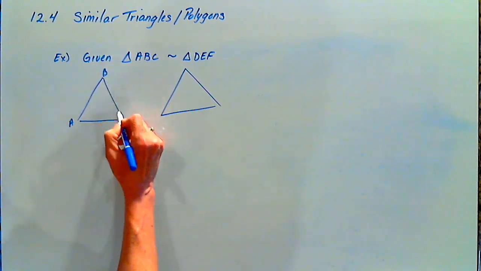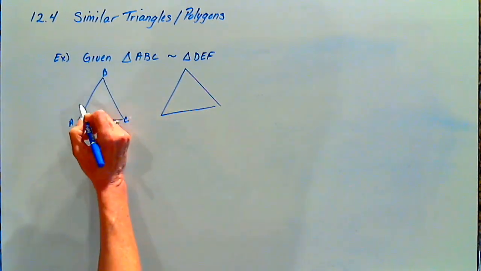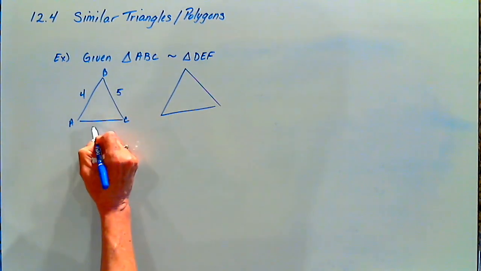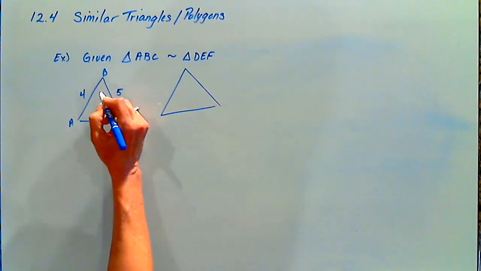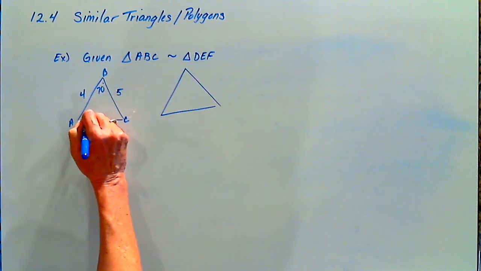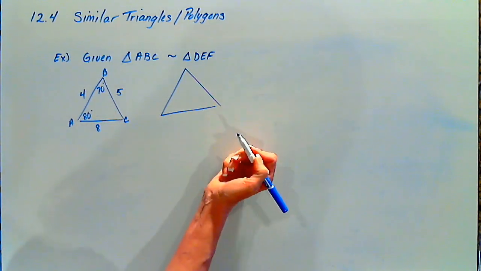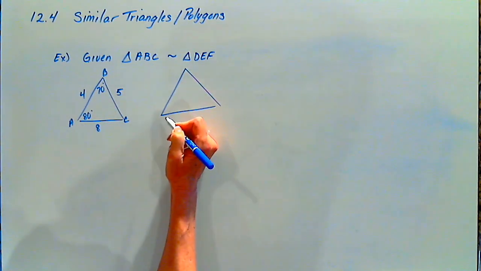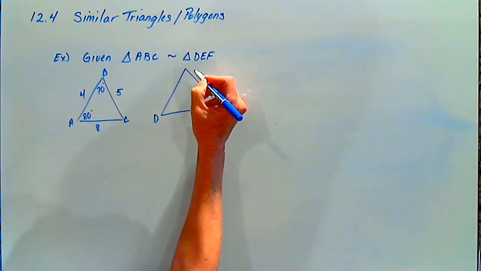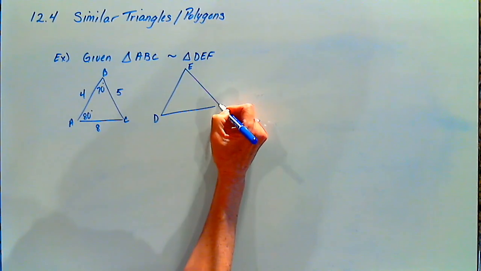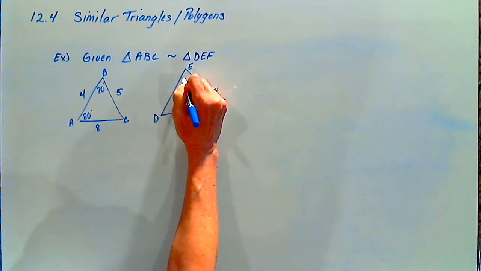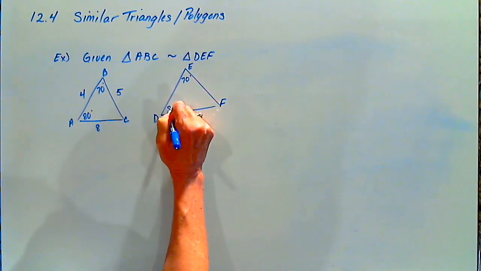Triangle ABC, where side AB is 4, side BC is 5, side AC is 8, angle B is 70 degrees, angle A is 80 degrees. Now if they're similar, make sure I go in the corresponding order. So D corresponds to A, E corresponds to B, F corresponds to angle C. Because they're similar, I know their corresponding angles are congruent.